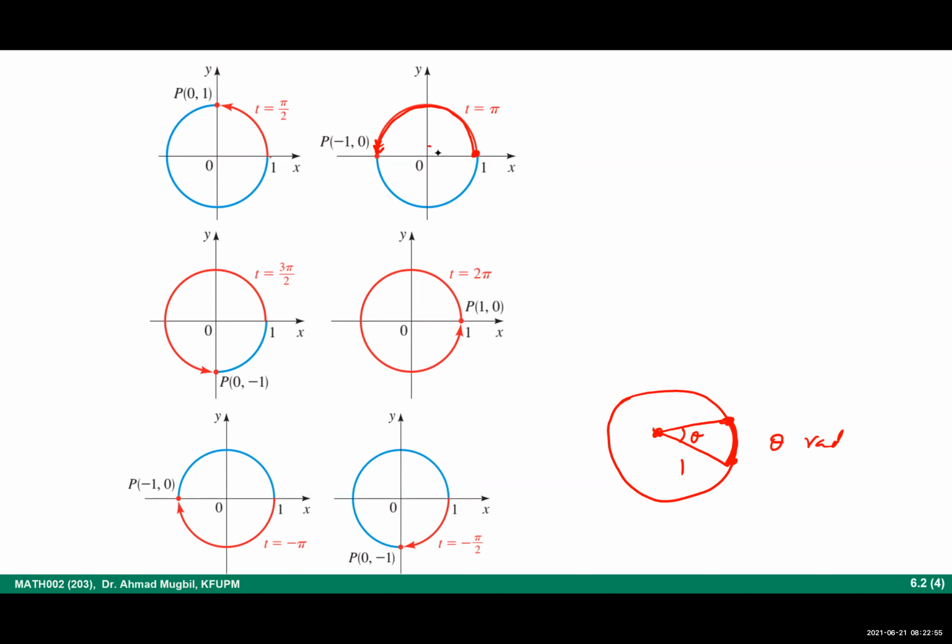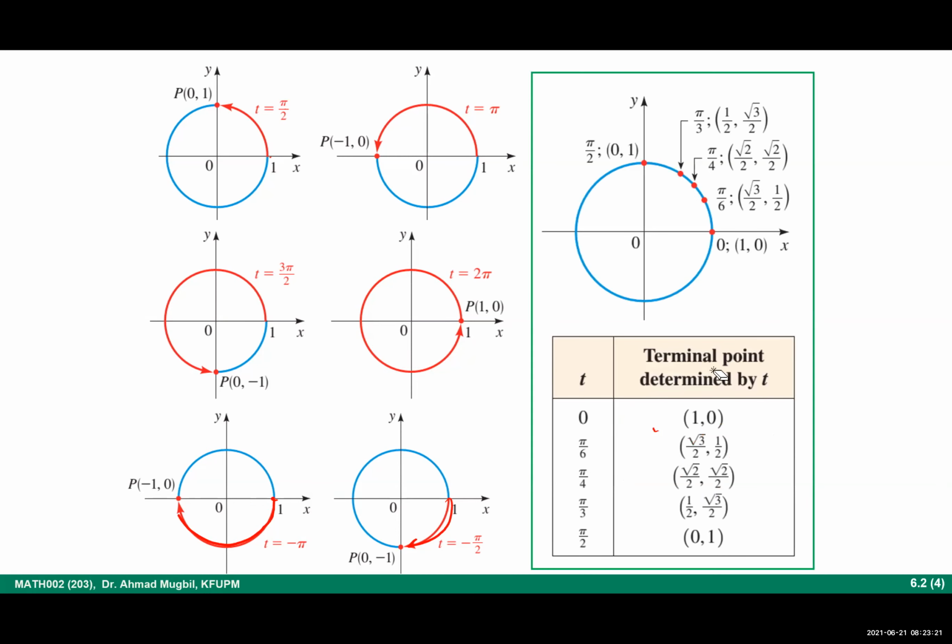No need to write theta, Shabab. Here we don't write theta. We mean by theta the red part here. So this is theta. This is our angle, which we call here t. So this one, the full rotation, is 2 pi. Here we have 3 pi over 2, and here it is negative pi when you go in the negative direction. This is negative pi over 2.